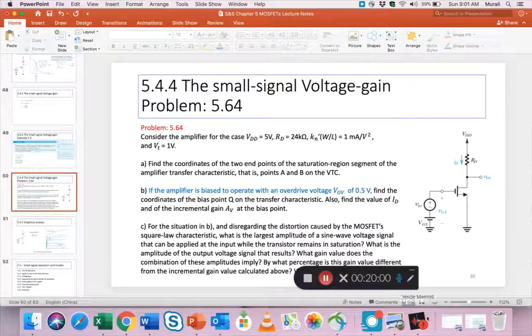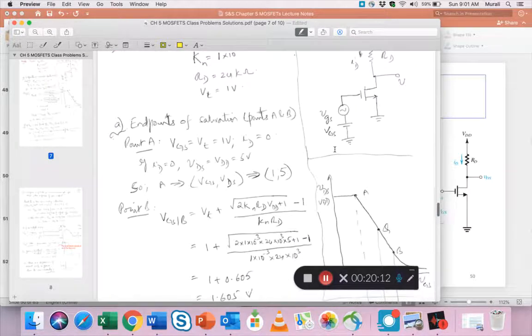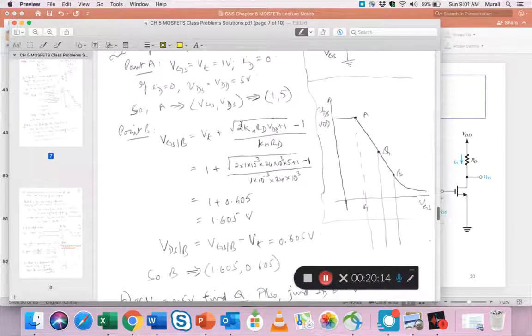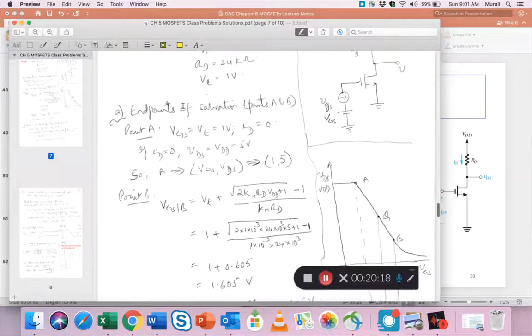So I have my PDF where I have this solution, and let's look at that together to understand how to do this. Here's the drawing of the circuit and of course the simple graph. He has given all these values. Part A, we have to find A and B, right?